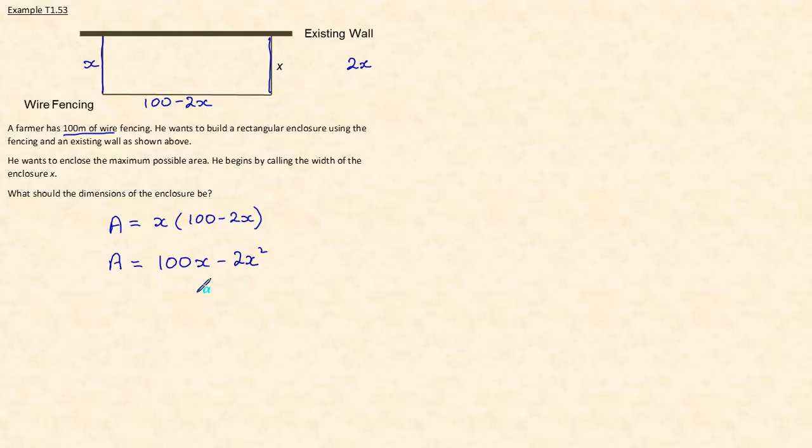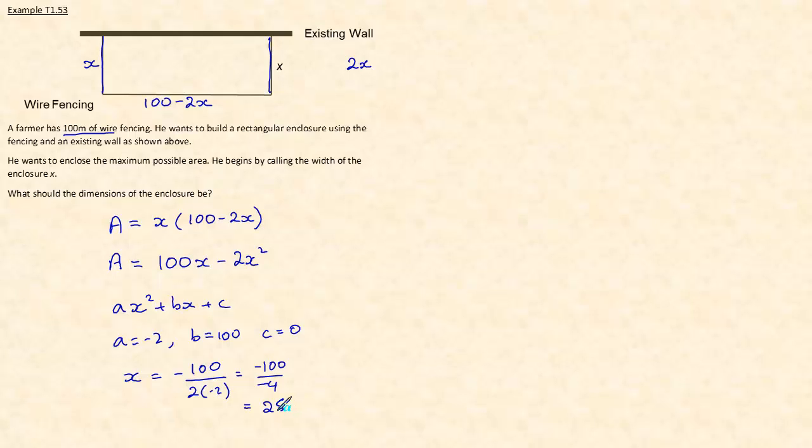So in the first instance, let's look at doing that without the calculator. If we compare it with ax squared plus bx plus c, we can see that a is negative 2, b is equal to 100, and c is equal to 0. So the line of symmetry will be negative b over 2a, that's negative 100 over 2 lots of negative 2. So that's going to be negative 100 over negative 4, which is 25.